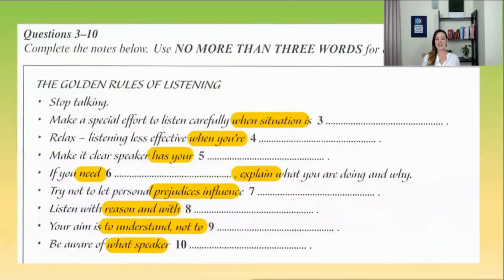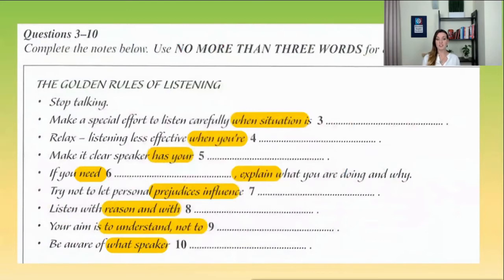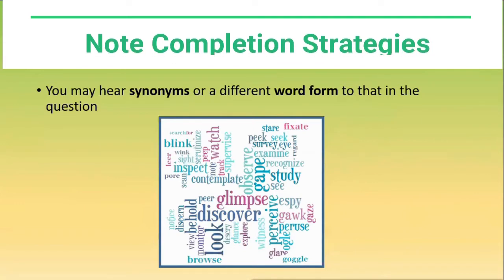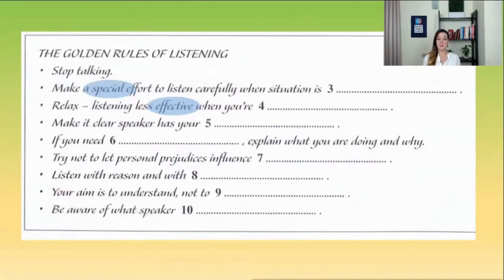So you can see here I've highlighted all of the signal words, and they're usually just one or two words before or after the gap. In most situations, they come before the gap, like this, but sometimes they may come both before and after the gap, like this. Another note completion strategy is that you may hear synonyms or a different word form to that in the question. So let's have a look at an example.